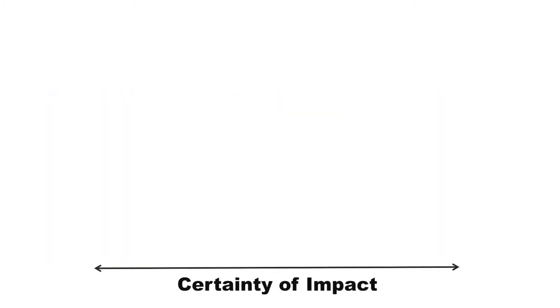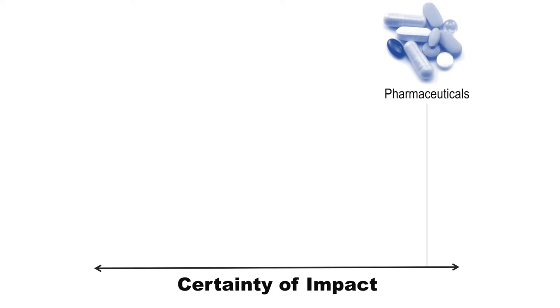At one end is high certainty of impact. Here, we can reliably predict the result of a program, policy, or product. Pharmaceuticals fall here. A public health organization cannot justify using a new drug unless it knows the effect it will have on people. At the other end of the continuum is low certainty of impact.